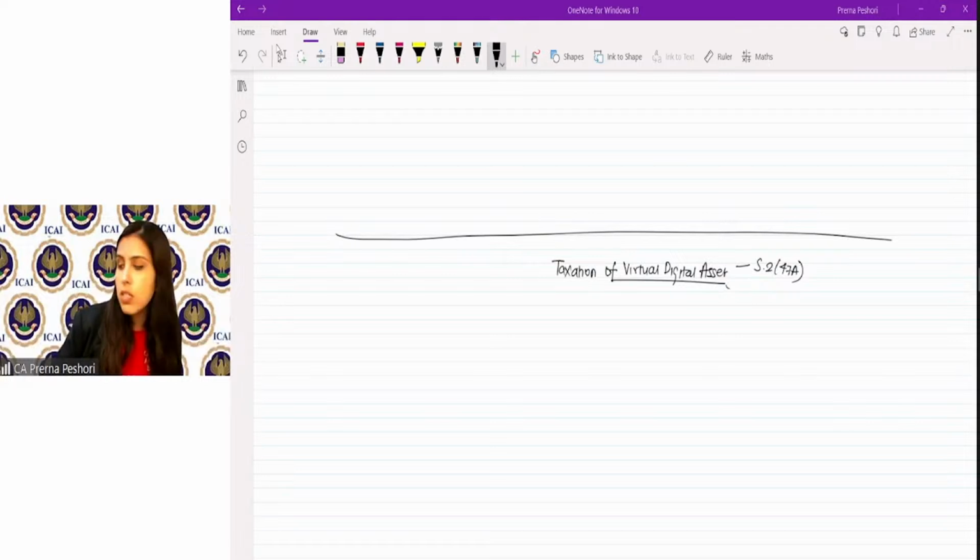So what are those? I'll first put out the definition for your reference over here so that you can just see the definition. So as I said, section 247A defines the virtual digital asset.